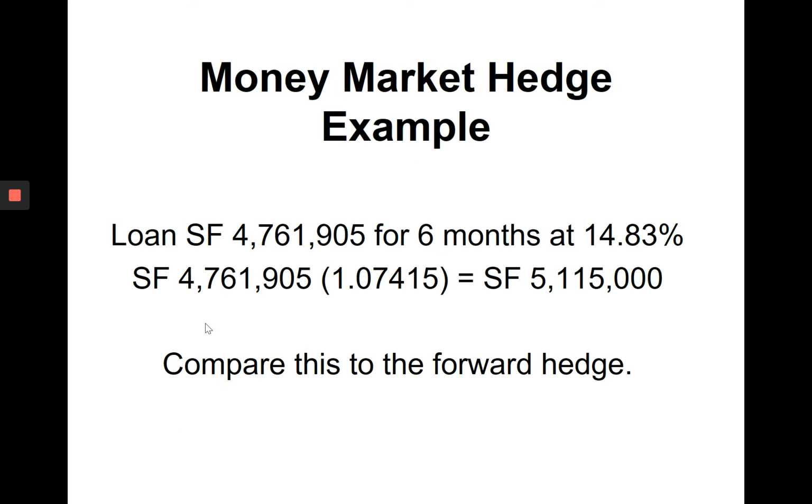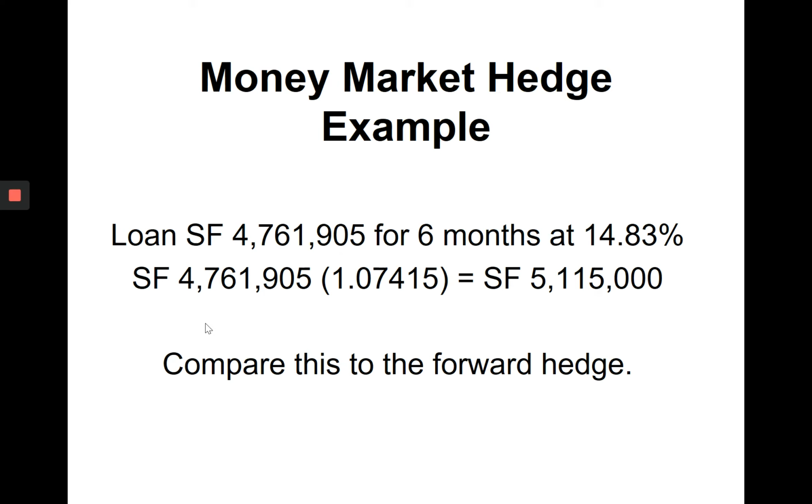Now, in Switzerland, we could invest this money. You might say, why? Well, the reason is we want to compare this with the forward contract and see what our cash flow would be after 6 months. Because this 4,761,905 Swiss franc is our cash flow in Swiss franc at time 0.